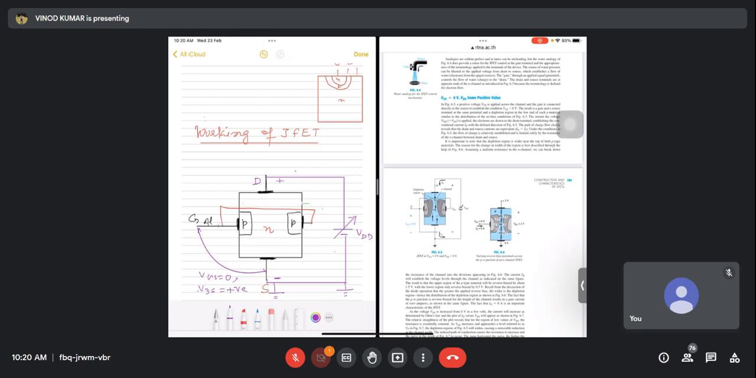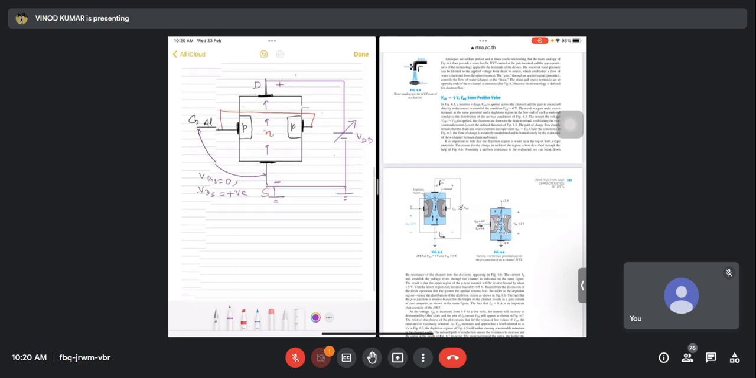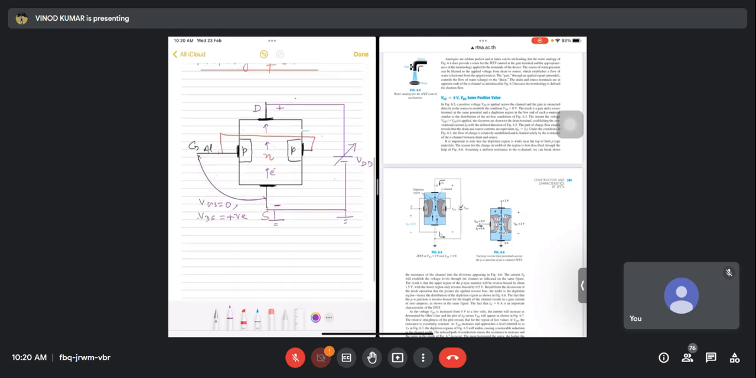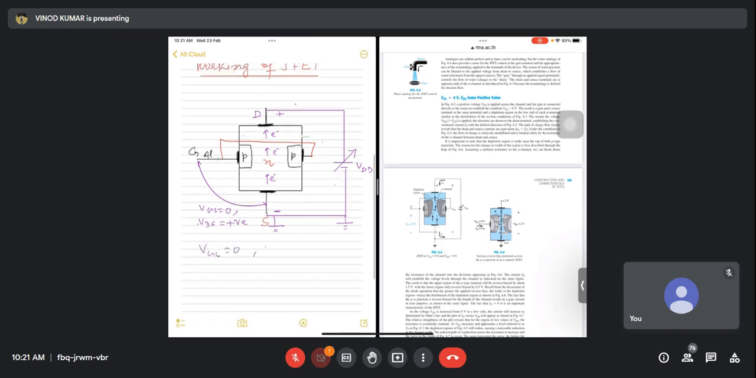So if this is positive potential, it means it is going to attract the electrons like this. Electrons will move like this. Am I right? Electrons from N-type semiconductor will move like this. Gate and source, they are at zero potential. So there is no flow of charge. Am I right? VGS is zero means current is zero. Gate current is zero, or gate to source current is zero. That is what we can say.